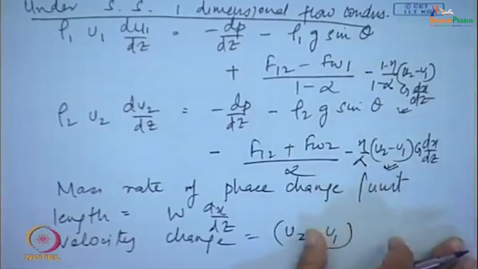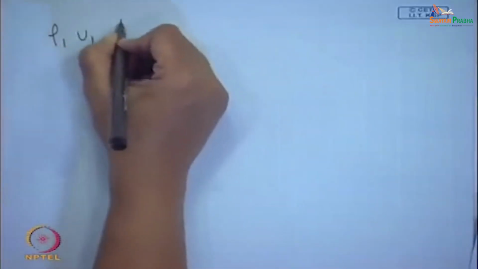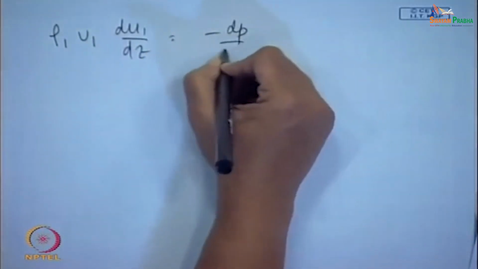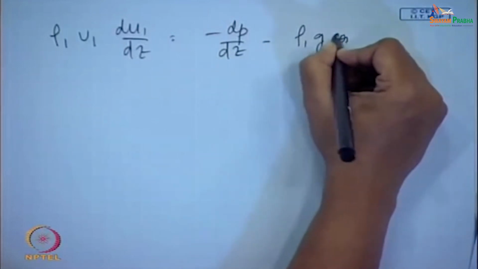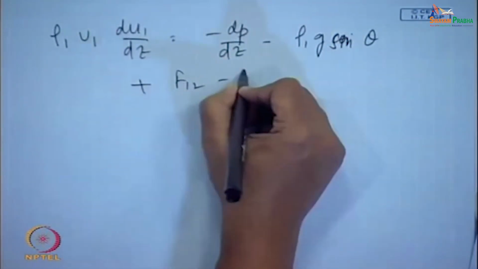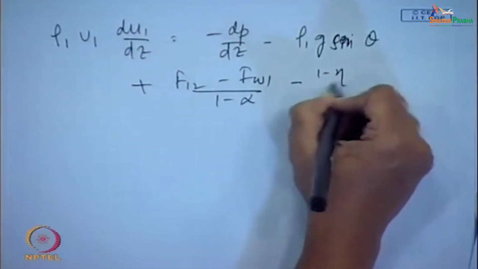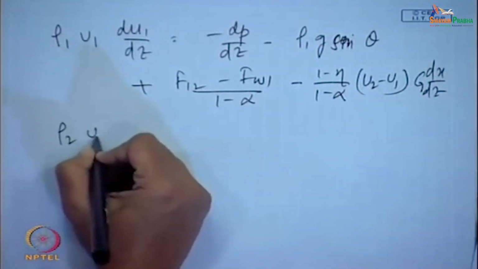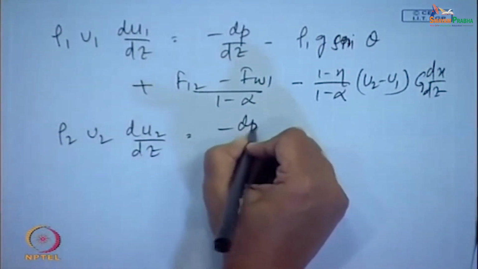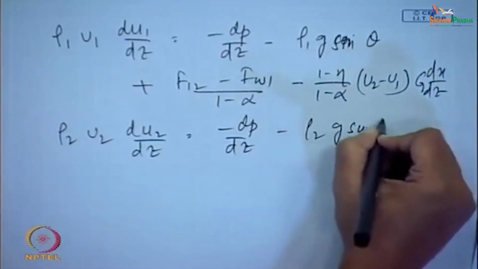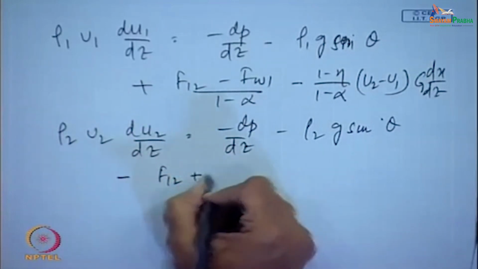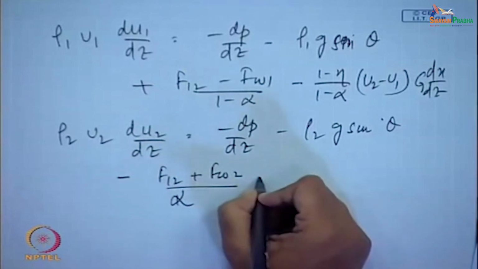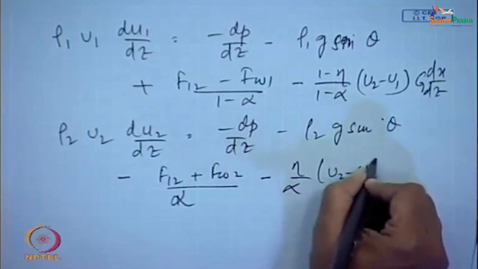So if we write it down properly, the final equations which we have derived for this particular case, this is going to be rho 1 u1 du1/dz. Finally, the equation is minus dp/dz minus rho 1 g sin theta plus f12 minus f_w1 by (1 minus alpha), minus (1 minus eta) by (1 minus alpha) times (u2 minus u1) g dx/dz. This is number 1, and number 2 is just the same equation written down for phase 2. The only difference is the sign change of f12 and f21, minus eta by alpha times (u2 minus u1) g dx/dz.